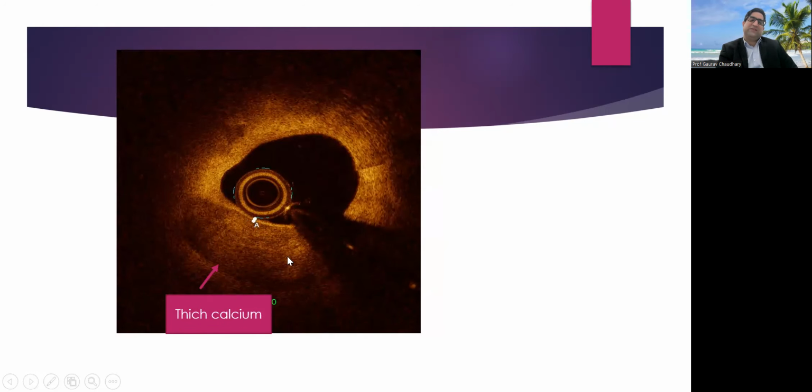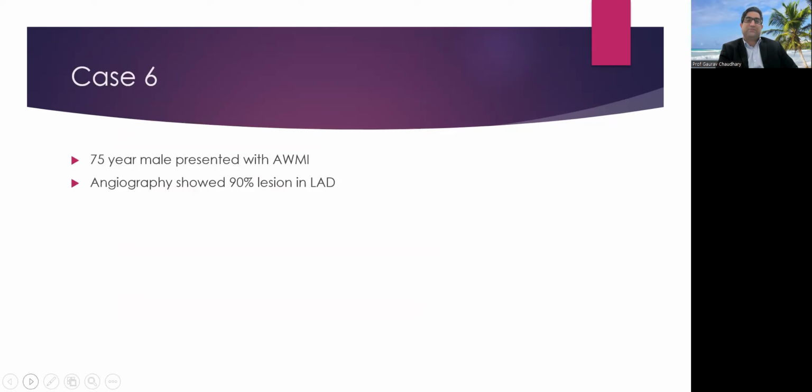And this is how thick calcium looks. So we can see from 3 to 9 o'clock, there is a sheet of thick calcium. And we also could see that this is a well delineated structure, with regular margins. So if this would have been lipid, then there would have been no margin in the posterior aspect, and there would be a huge signal attenuation, which is not seen in this case.